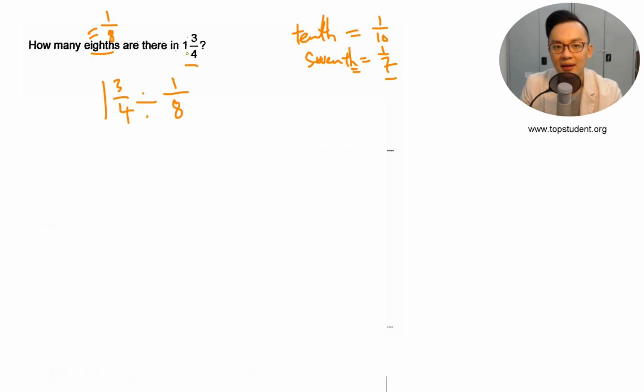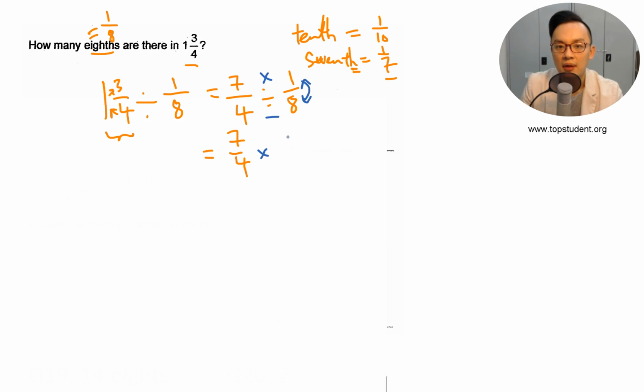So how many eighths are there in 1 3/4? You change this to an improper fraction: 4 times 1 is 4, plus 3 is 7 over 4. 7 over 4 divided by 1 over 8. Let's change to times, and flip this one over: times 8 over 1 equals 14. So there are 14 eighths in 1 3/4.